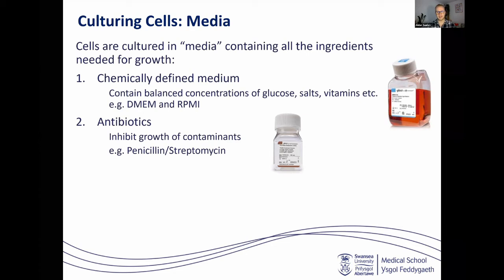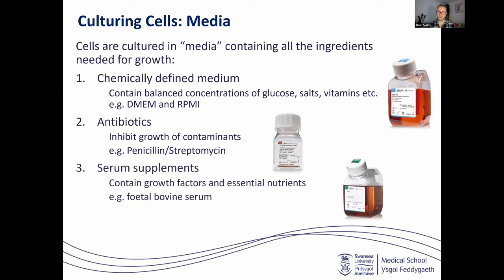And we also add in things like growth factors and essential nutrients. This is often things like fetal bovine serum. Essentially, this is a liquid chock full of proteins which tell cells to grow and divide, grow and divide. It's all these lovely growth factors that just keep telling cells, please keep growing until you've run out of space. So we add that in as well, and it speeds up the process. Cells will grow without it, but they grow much faster with things like fetal bovine serum, or FBS.